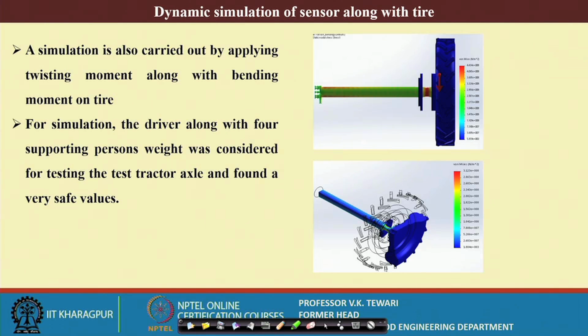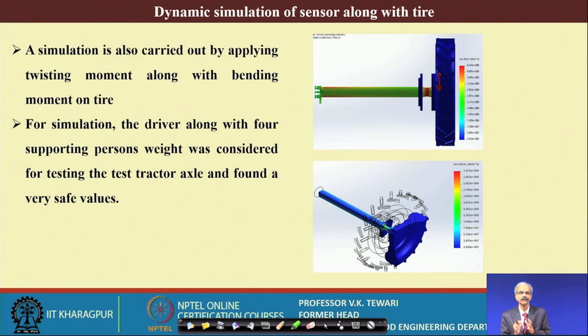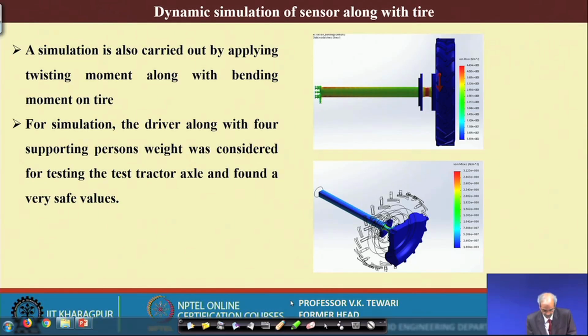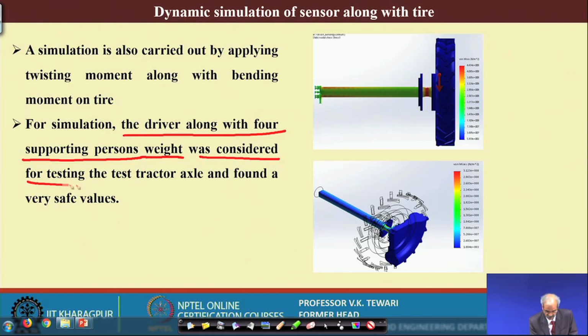Dynamic simulation of sensor along with the tire. Yes, this has also been done. It is very essential that you do this, so that we know, when the tire is connected to this particular axle and the whole instrumentation, what happens to it, and where the locations are where it will be weaker, because that is needed. Once we know that this is a weak position, accordingly the material of construction of this flange has to be chosen. So, for simulation, the driver along with 4 supporting persons' weight was considered for testing the test tractor axle, and found a very safe value.